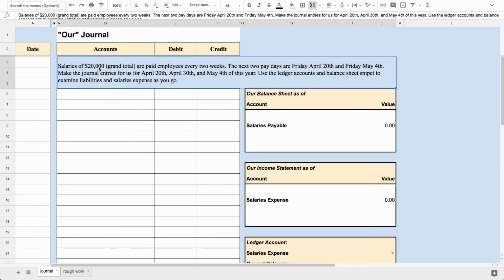So salaries of $20,000 in total are paid to employees every 2 weeks. The next two paydays are Friday, April 20th, and Friday, May the 4th. Make the journal entries for us, so our business, that's why it says our journal, on the 20th of April, the 30th of April, right, end of the period adjustment, and May 4th of this year. Use the ledger accounts and balance sheets snippets here to help you understand what's going on as you try it.